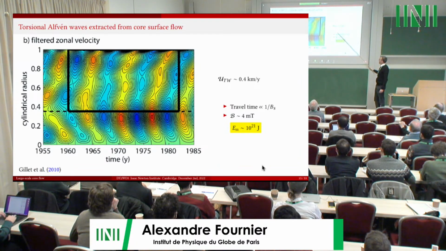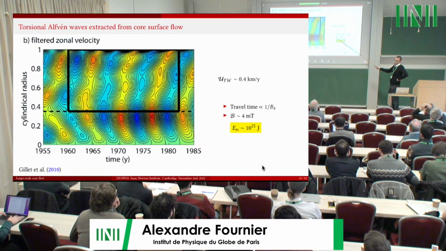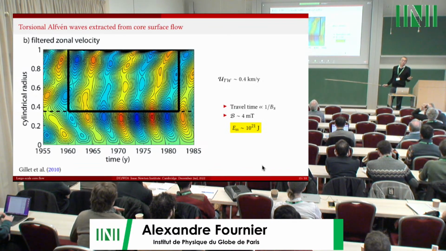Okay. But in any event, the fact that the travel time is inversely proportional to the cylindrical radial component of the magnetic field allows us, under the assumption of isotropy, to come up with a root mean square estimate for the strength of the field inside the core, this 4 millitesla, that gives you magnetic energy on the order of 10 to the 21 joules.